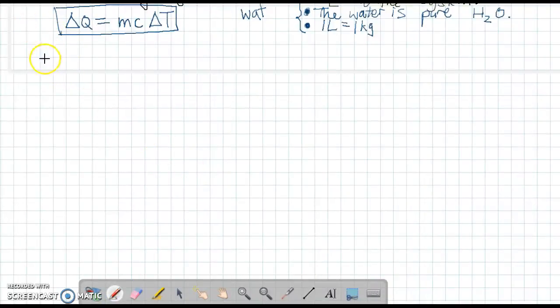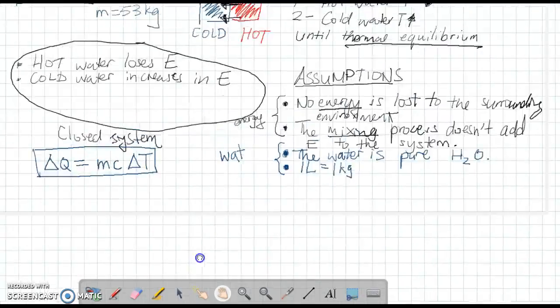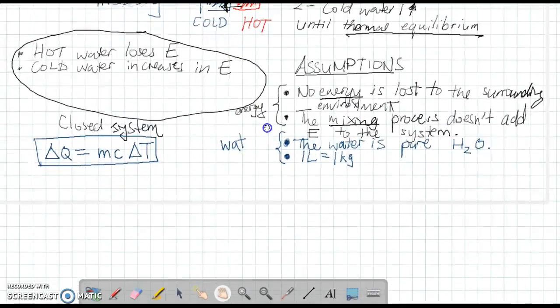Now the key thing to note here is that the energy that is gained by the cold water to increase the temperature of the cold water is the same energy that is lost by the hot water, because remember there is energy transfer which goes from hot to cold.